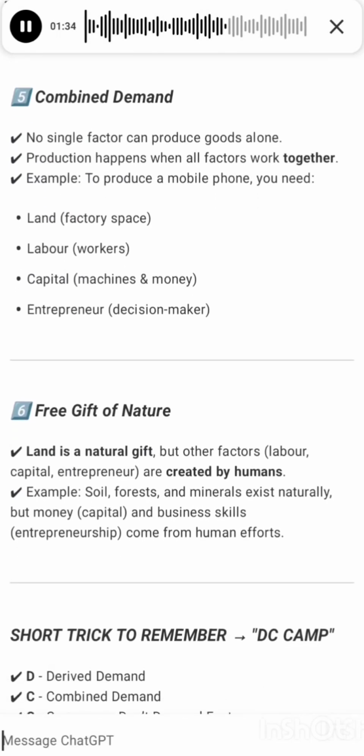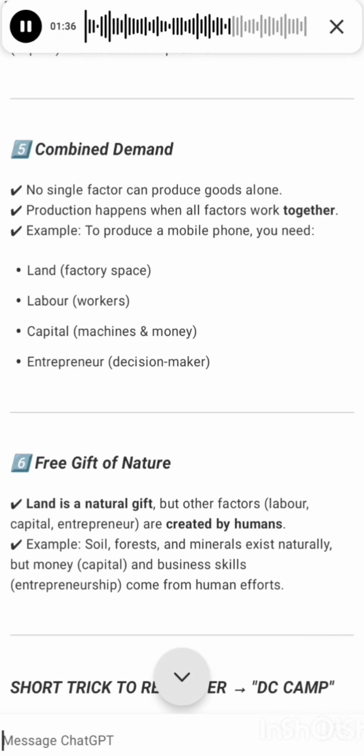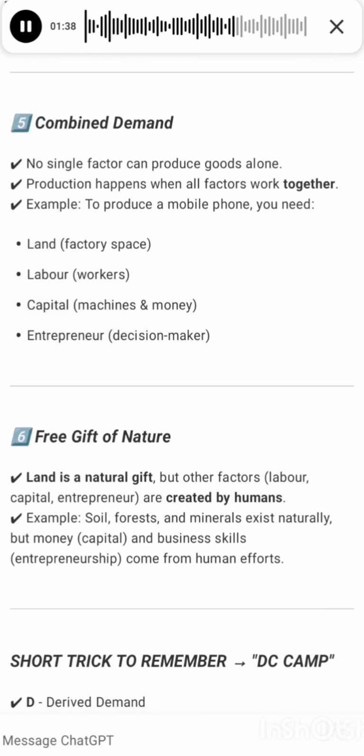5. Combined demand. No single factor can produce goods alone. Production happens when all factors work together. Example, to produce a mobile phone, you need land, factory space, labor, workers, machines, and money, entrepreneur, decision maker. 6. Free gift of nature.